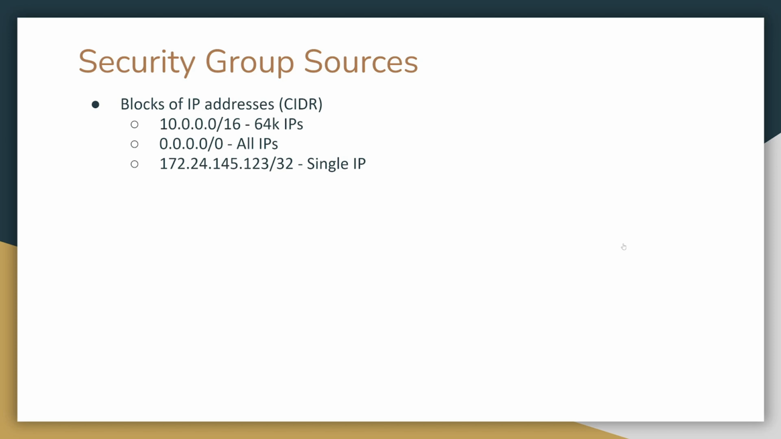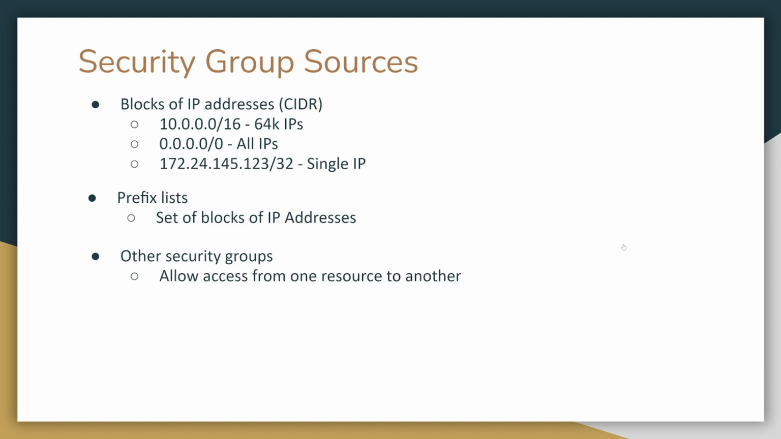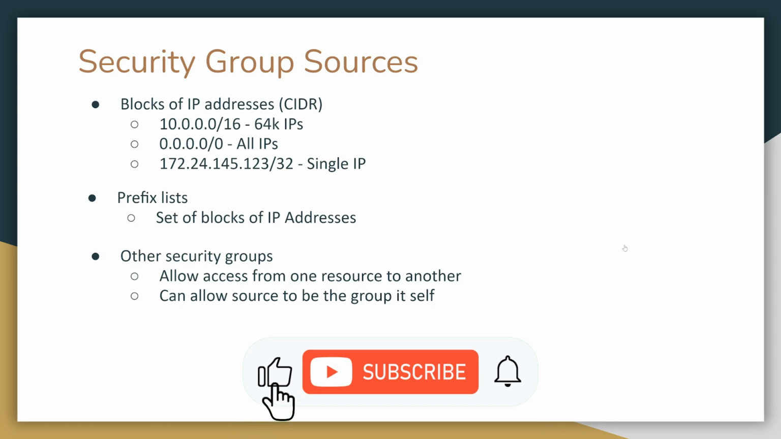Don't worry if you don't understand CIDRs. All you have to know is how you define all IPs and a single IP. Another source of a security group can be prefix lists, and they are just a set of blocks of IP addresses, so it's more of a convenience feature. A security group can also allow other security groups. For example, it can allow access from one resource to another, and it also can allow the source to be the group itself. So it allows access from itself into itself.